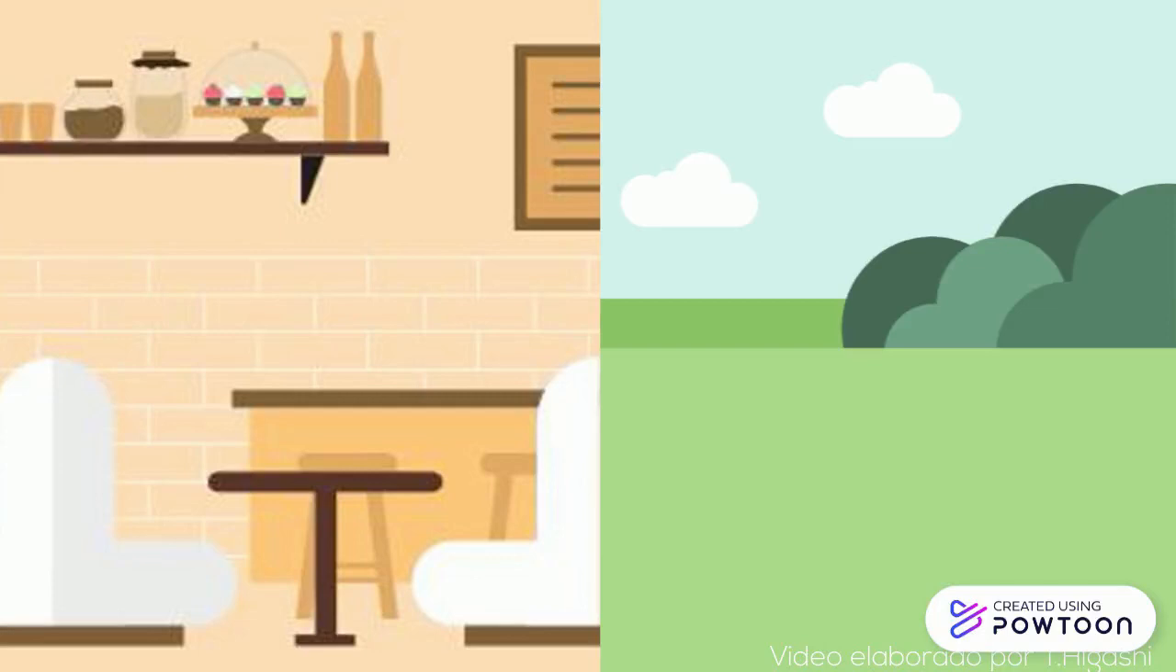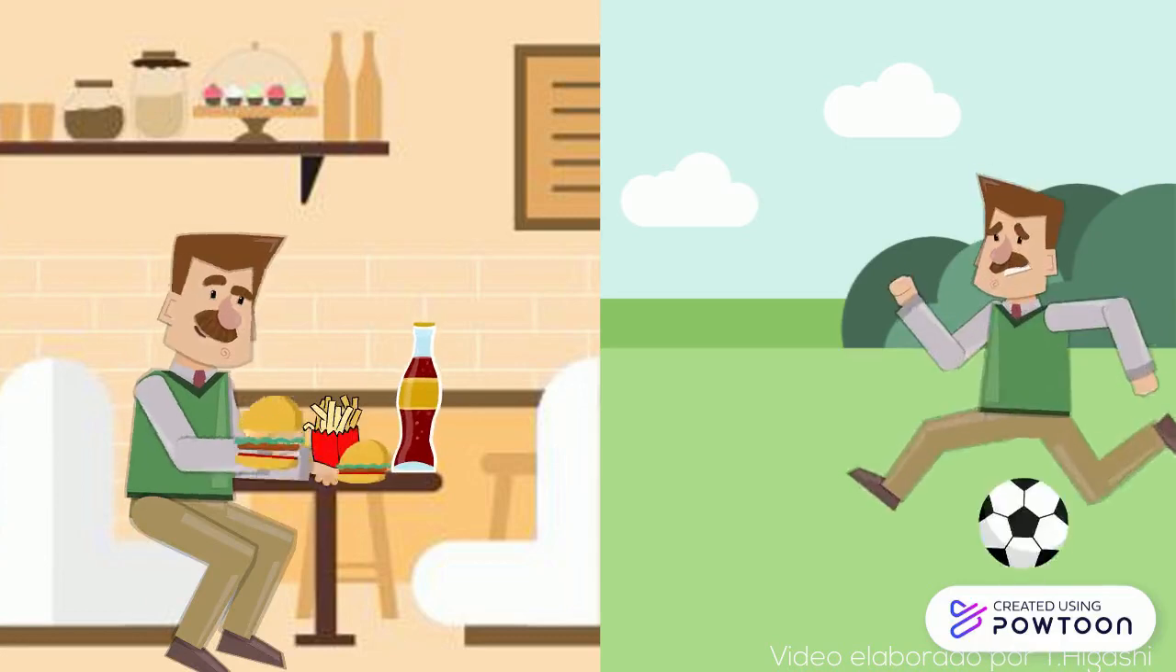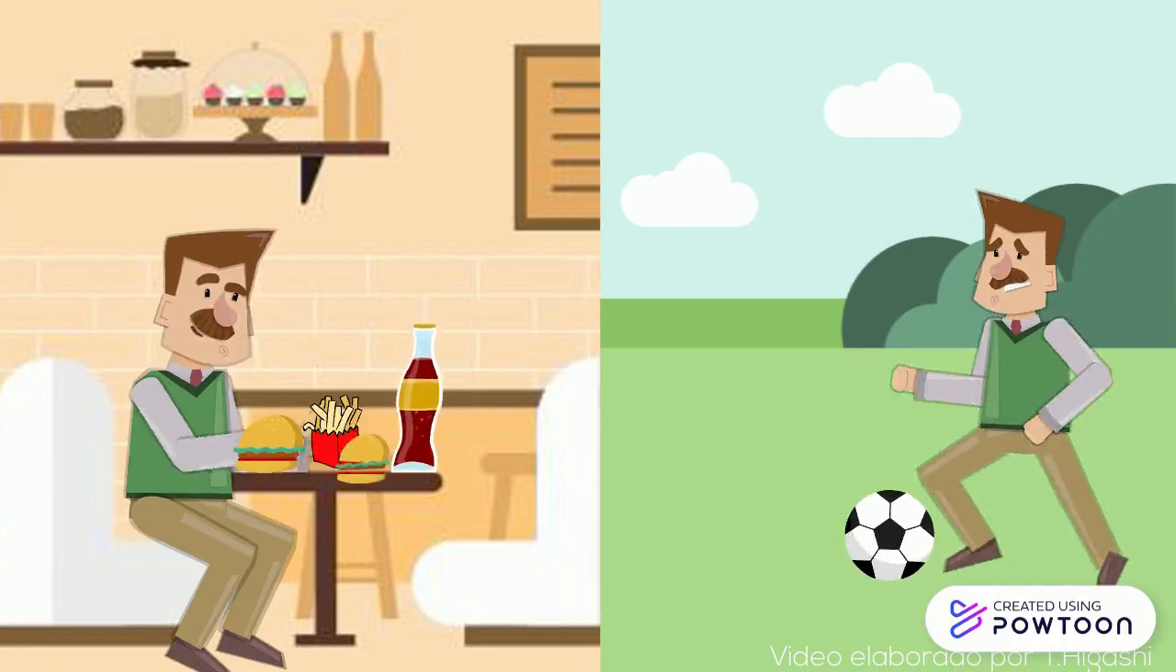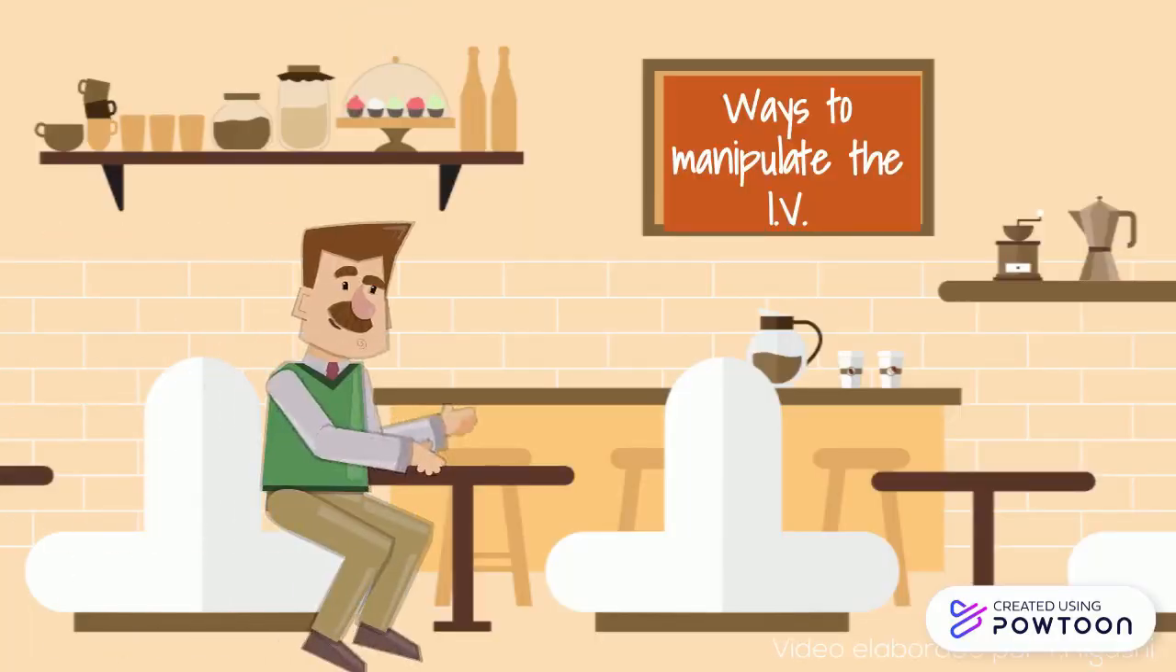Let's look at an example, which may be unreal, but will be useful to illustrate. HI, the quality of the food determines the football performance of people over the age of 40. The independent variable is the quality of the feeding. It can be manipulated in different ways.